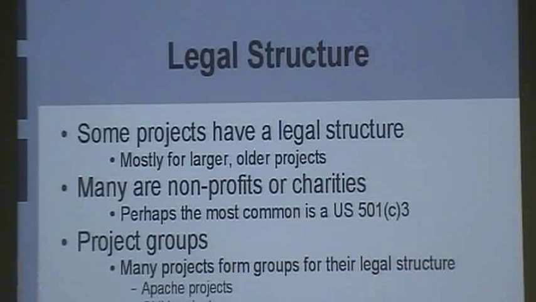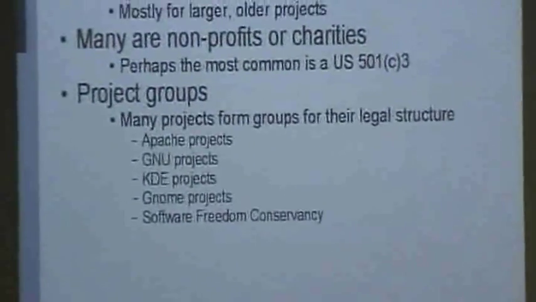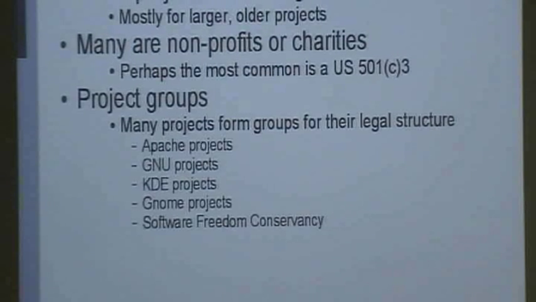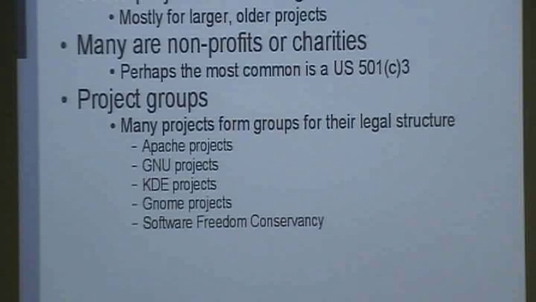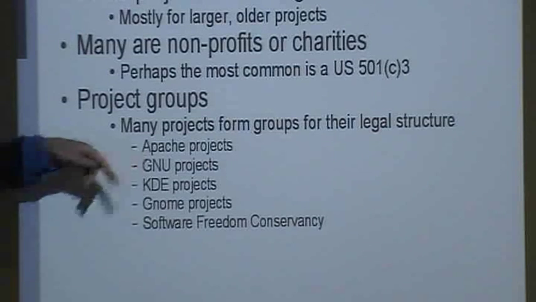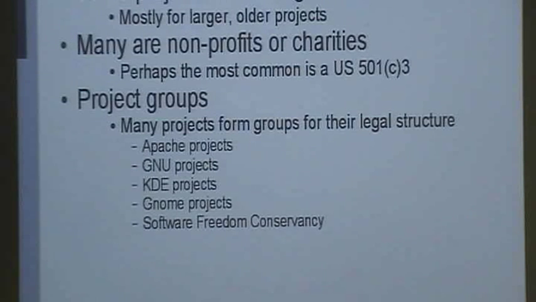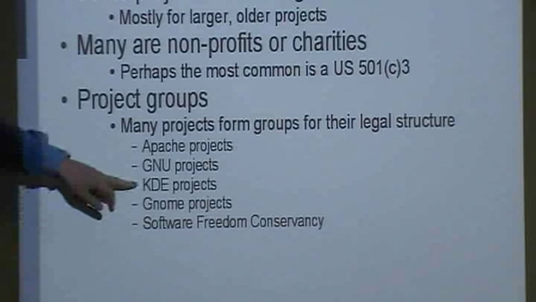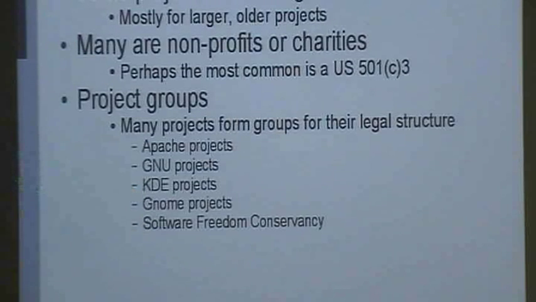Project groups. A lot of projects form into a group of related projects. And those related projects, the larger project group might have a legal structure which then flows into the legal structure of the individual projects. Some of the better known ones are things like the Apache project, which has a whole bunch of sub-projects and has a formalised legal structure around the overall project grouping. The GNU projects, which have a legal structure around each individual one. The KDE projects and GNOME projects, which are the desktop projects for creating the KDE and GNOME desktops. You're using the GNOME desktop in the lab here at the moment.